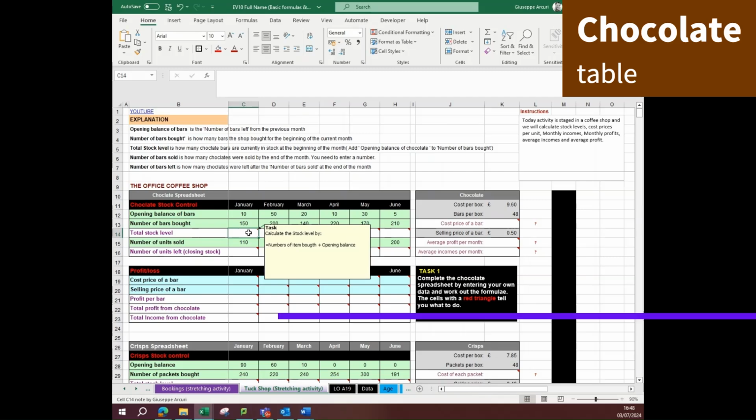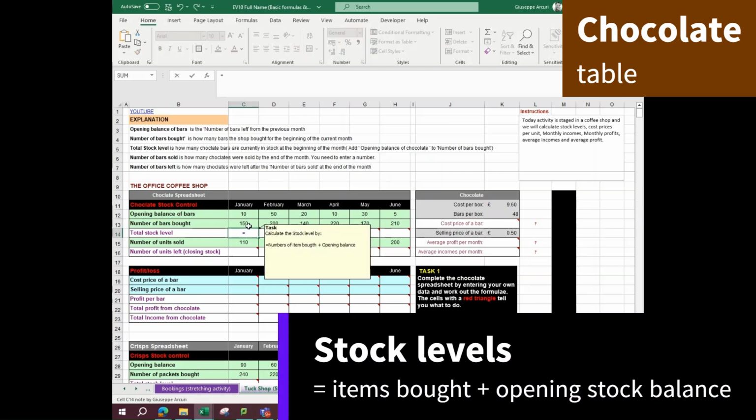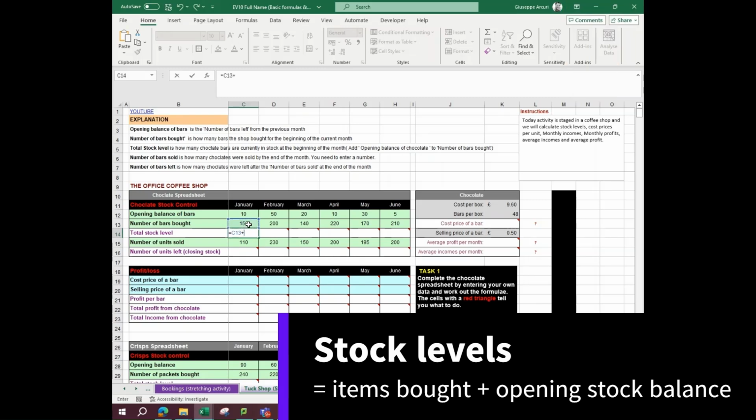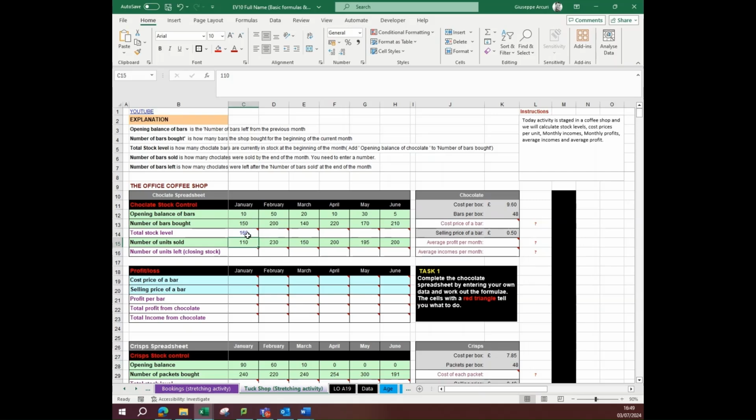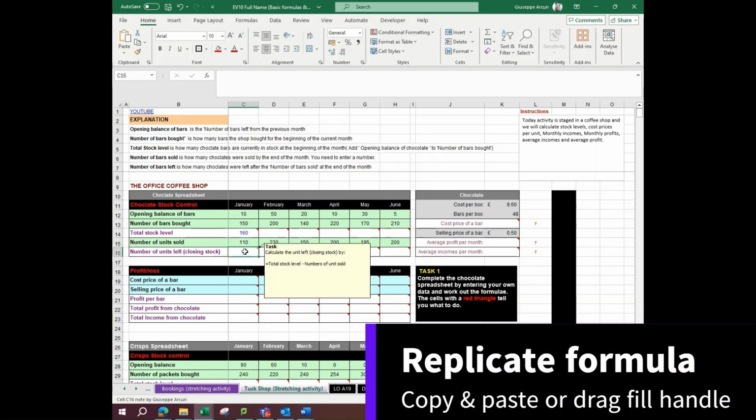Let's start with the chocolate table, calculating the stock level by adding the number of items bought plus the opening balance. Now we can copy the formula and paste it to all the cells of the row, as it follows the same pattern.